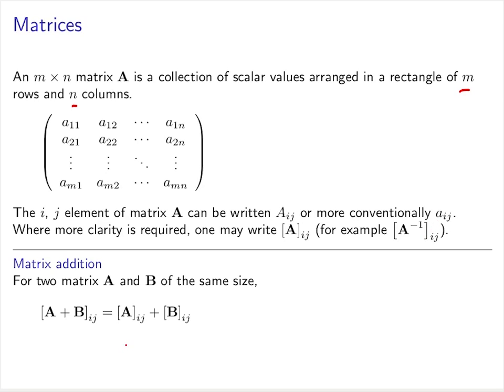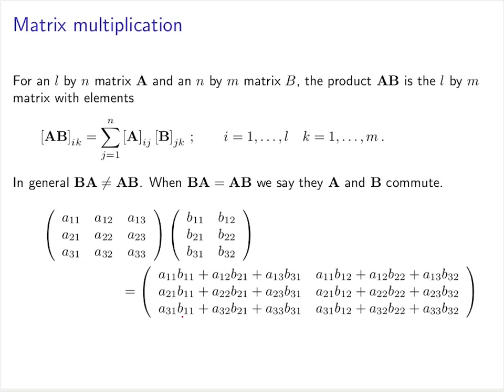The first operation is addition of two matrices, and it's simply done component-wise. The next operation is multiplication between two matrices. It's a little bit more involved than simple addition. The product AB only exists if the two matrices fit. What does that mean? Matrix A is L by N, and the matrix B that's supposed to be multiplied on the right side of A has to be N by M. So those two numbers have to fit.